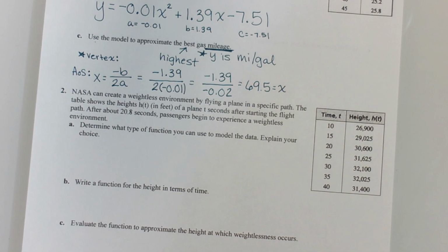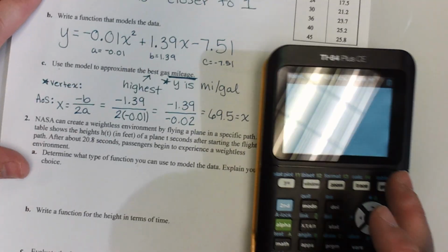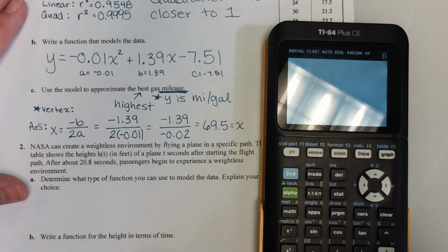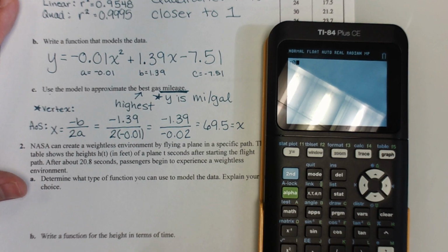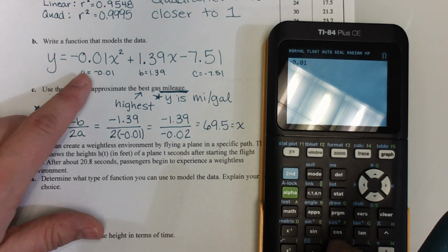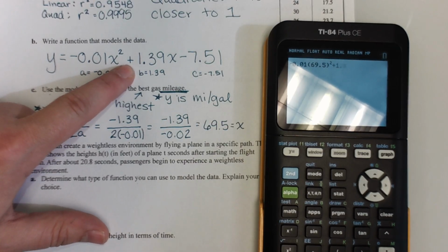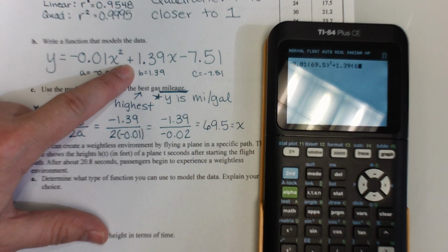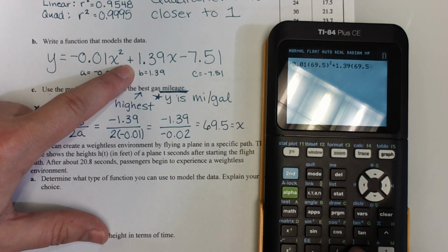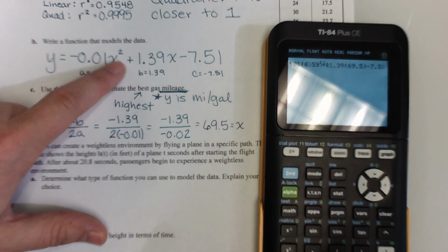If I have an x value and I have an equation, can I find the y value by plugging in x? I need the x, but I don't want it as a final answer, is what I meant. Negative 0.01, plugging in 69.5 squared, plus 1.39, plugging in 69.5, minus 7.51.